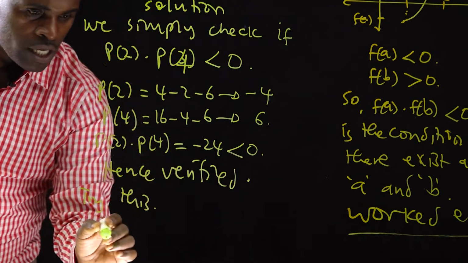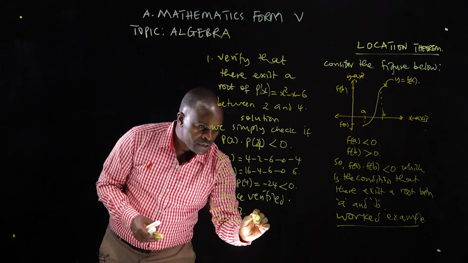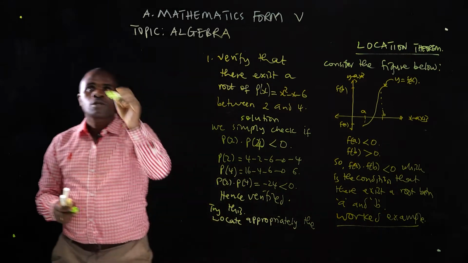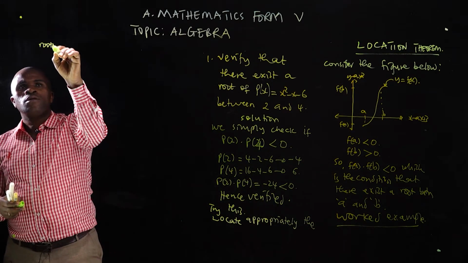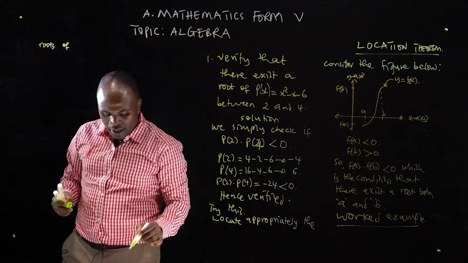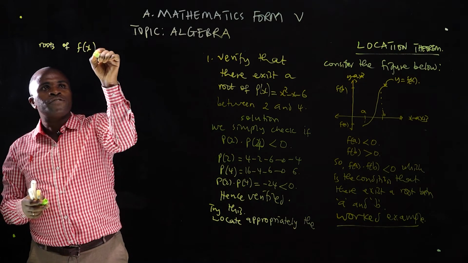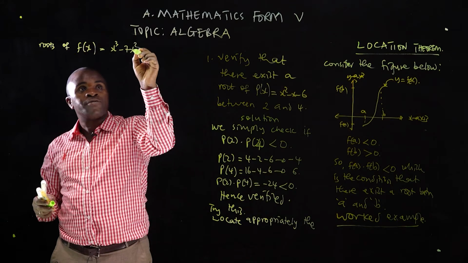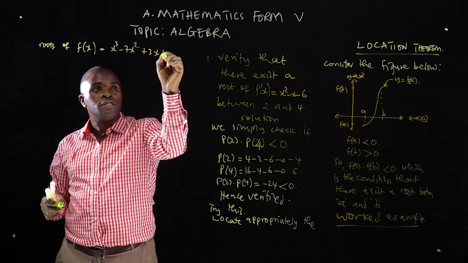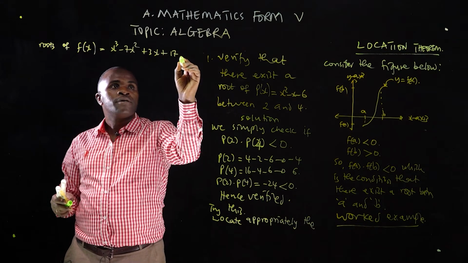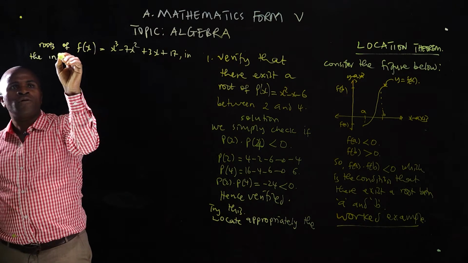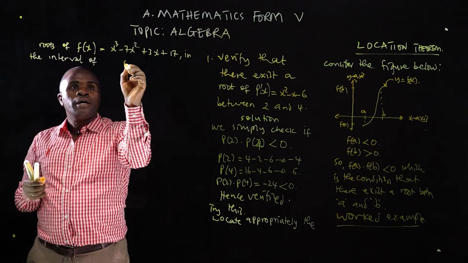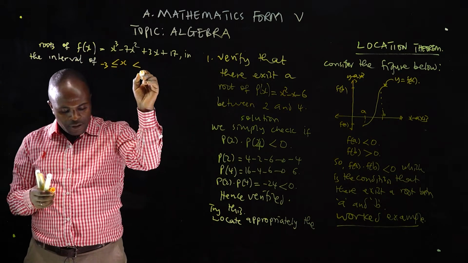Try this. One can say, locate appropriately the roots of f of x equals x cubed minus 7x squared plus 3x plus 17 in the interval x greater or equal to negative 3 and less than 8.